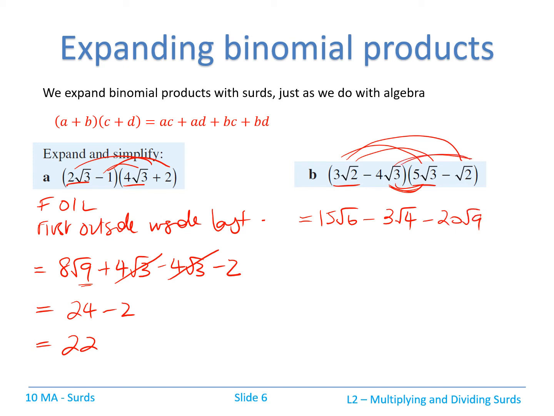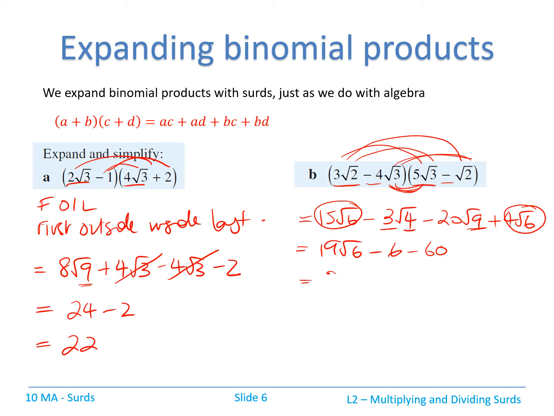Then I'm going to have the last two terms together, so I'm going to have plus, because minus 4 times minus 1. And then underneath the square root, I'm going to have root 3 times root 2, which is root 6. So it's going to be plus 4 root 6. Okay, then we simplify. I've got 15 root 6 plus 4 root 6, which is 19 root 6. I've got minus 3 times 2, because the square root of 4 is 2, so minus 6. And then I've got minus 20 times 3, because the square root of 9 is 3. So I get minus 60.